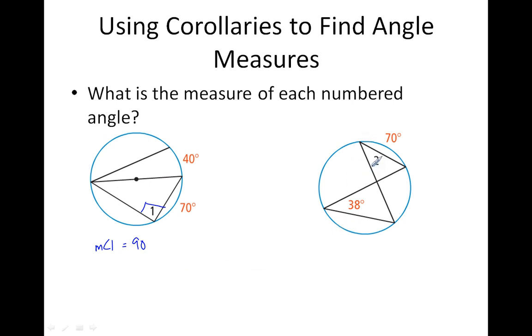Alright, well, what about angle 2? Angle 2 intercepts this arc right here, which is also intercepted by this arc, which means those two have to be congruent. So the measure of angle 2 is 38.